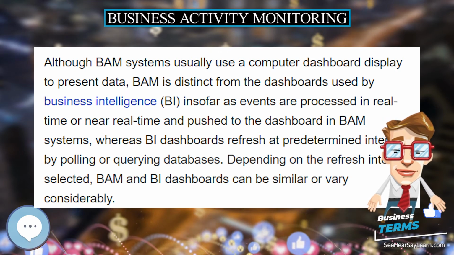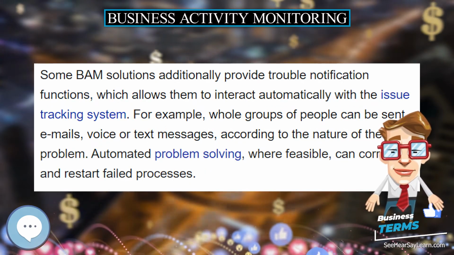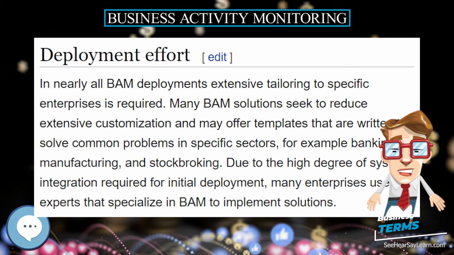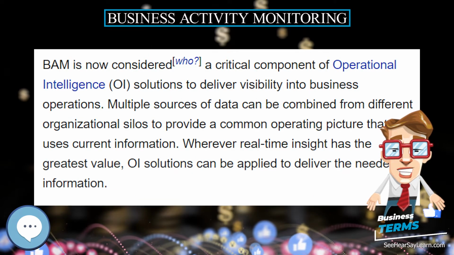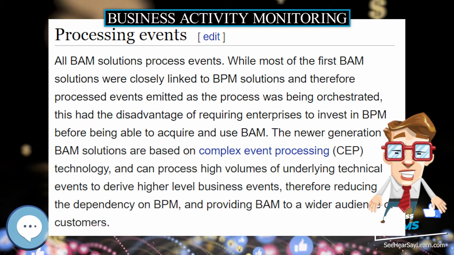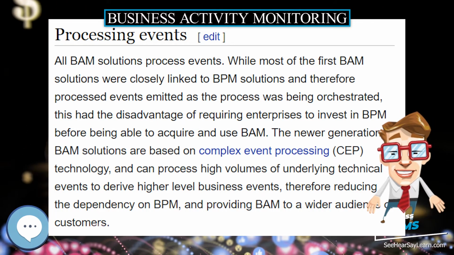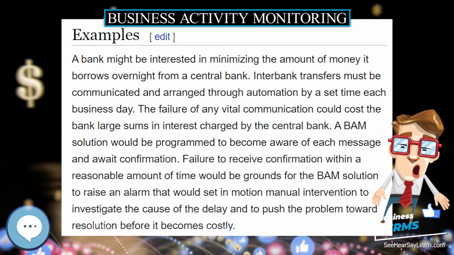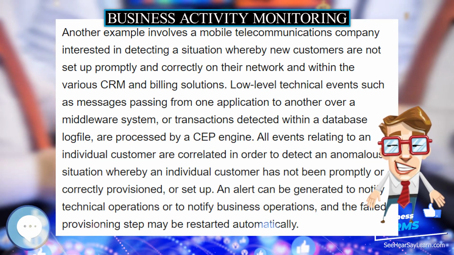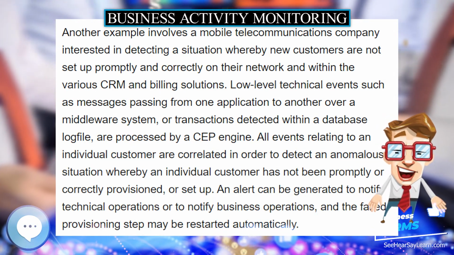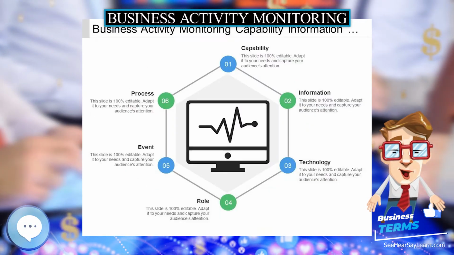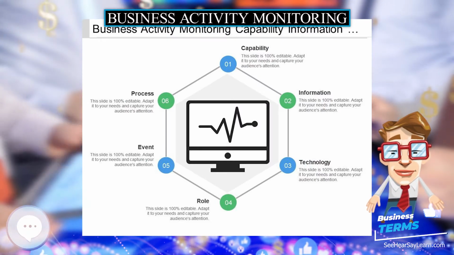Processing events. All BAM solutions process events. While most of the first BAM solutions were closely linked to BPM solutions and therefore processed events emitted as the process was being orchestrated, this had the disadvantage of requiring enterprises to invest in BPM before being able to acquire and use BAM. The newer generation of BAM solutions are based on complex event processing, CEP, technology, and can process high volumes of underlying technical events to derive higher-level business events, therefore reducing the dependency on BPM, and providing BAM to a wider audience of customers.